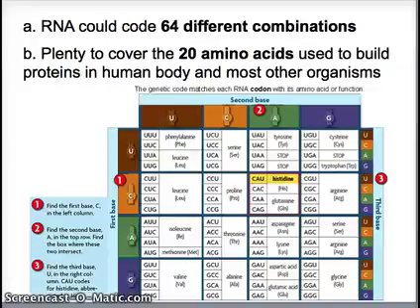Now RNA can code for 64 different combinations because there are 3 different bases in a codon, and then you have 4 different potential bases that it could be. So you get these 64 different combinations. The chart below actually shows you all these different combinations, which is plenty to cover the 20 amino acids that we need to build proteins in the human body and most other organisms.